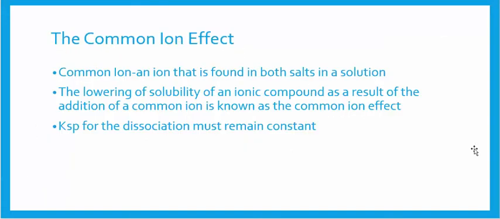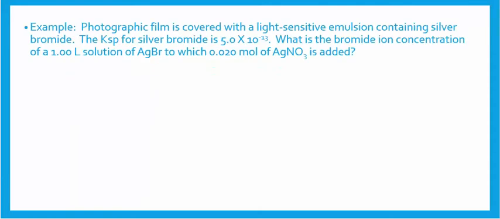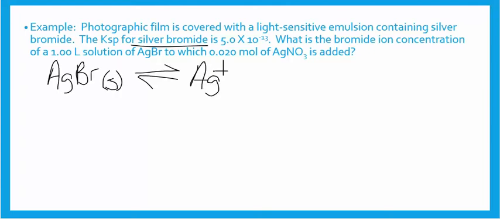A common ion is an ion that's found in both salts, and a common ion lowers the solubility of an ionic compound. It's known as the common ion effect. Let's look at a couple of those examples. Just like before, I want to write an equation first, starting with my solid. My solid here is silver bromide. AgBr dissociates into Ag+, Br-. And we can assign the values for x because the coefficients are 1 to 1. They're all x. The difference here is I'm adding silver nitrate. So I'm adding silver as my common ion.